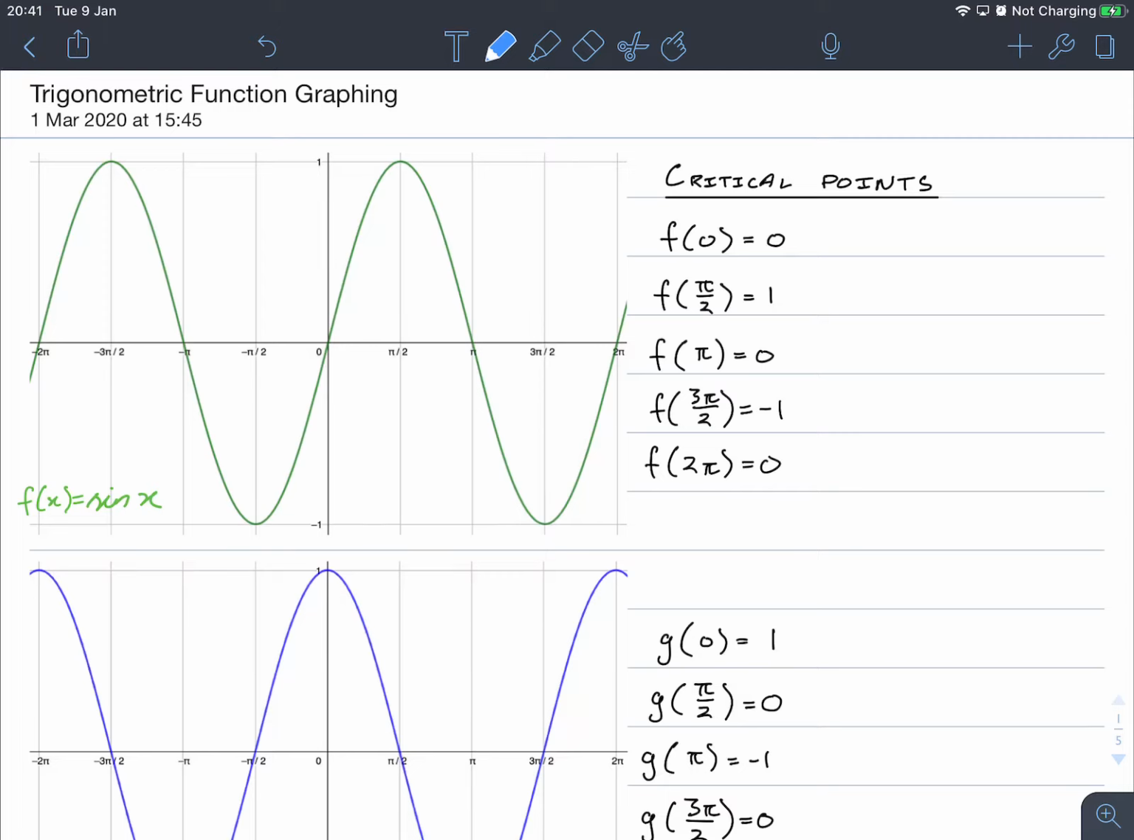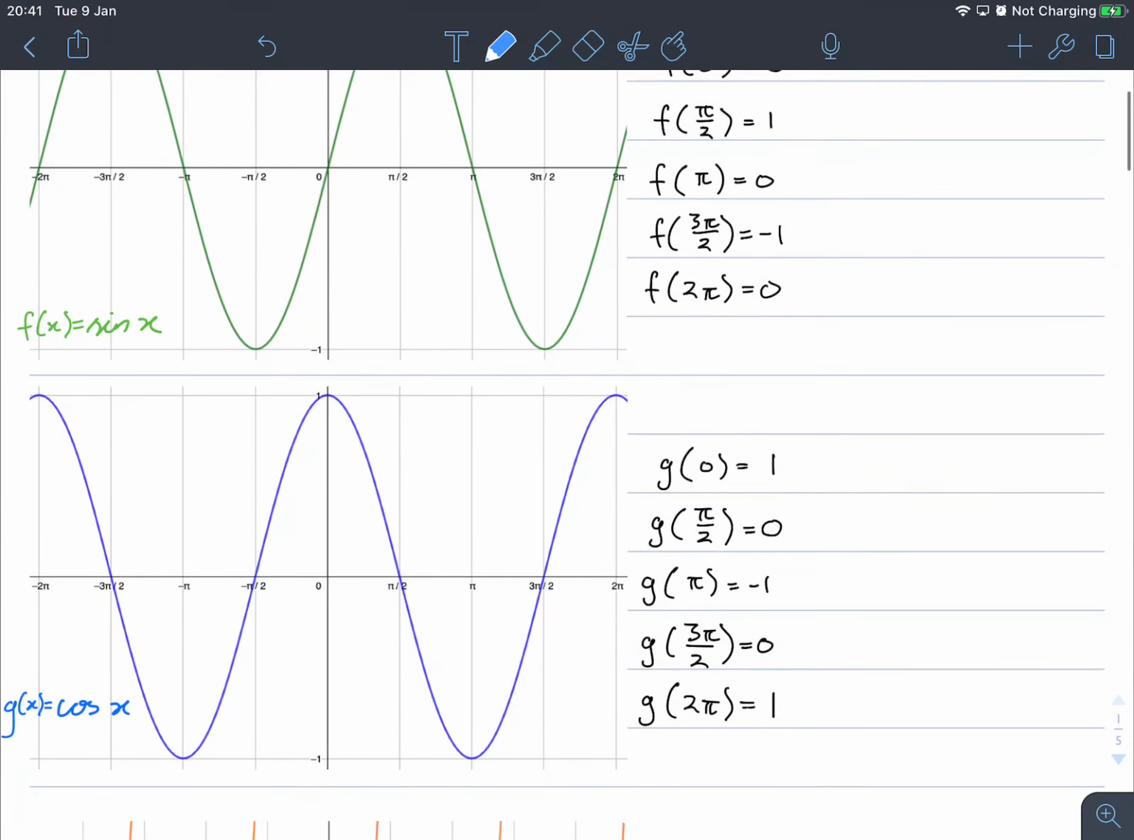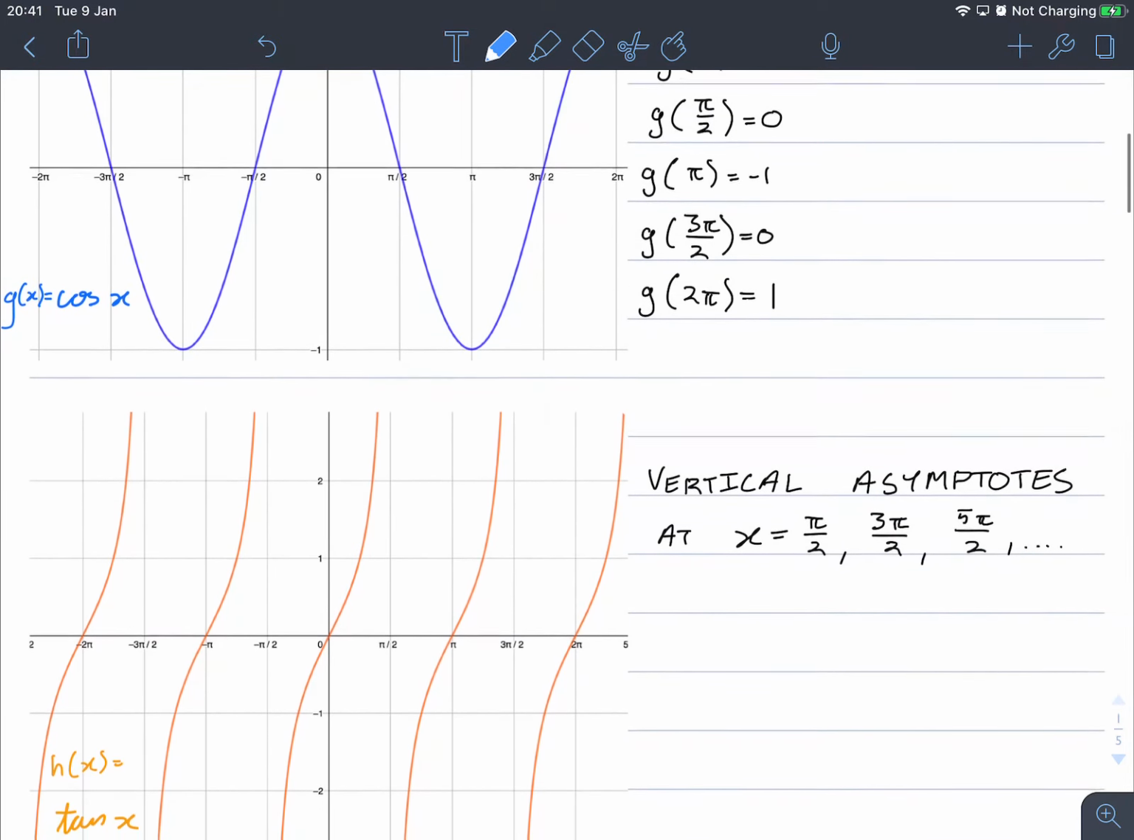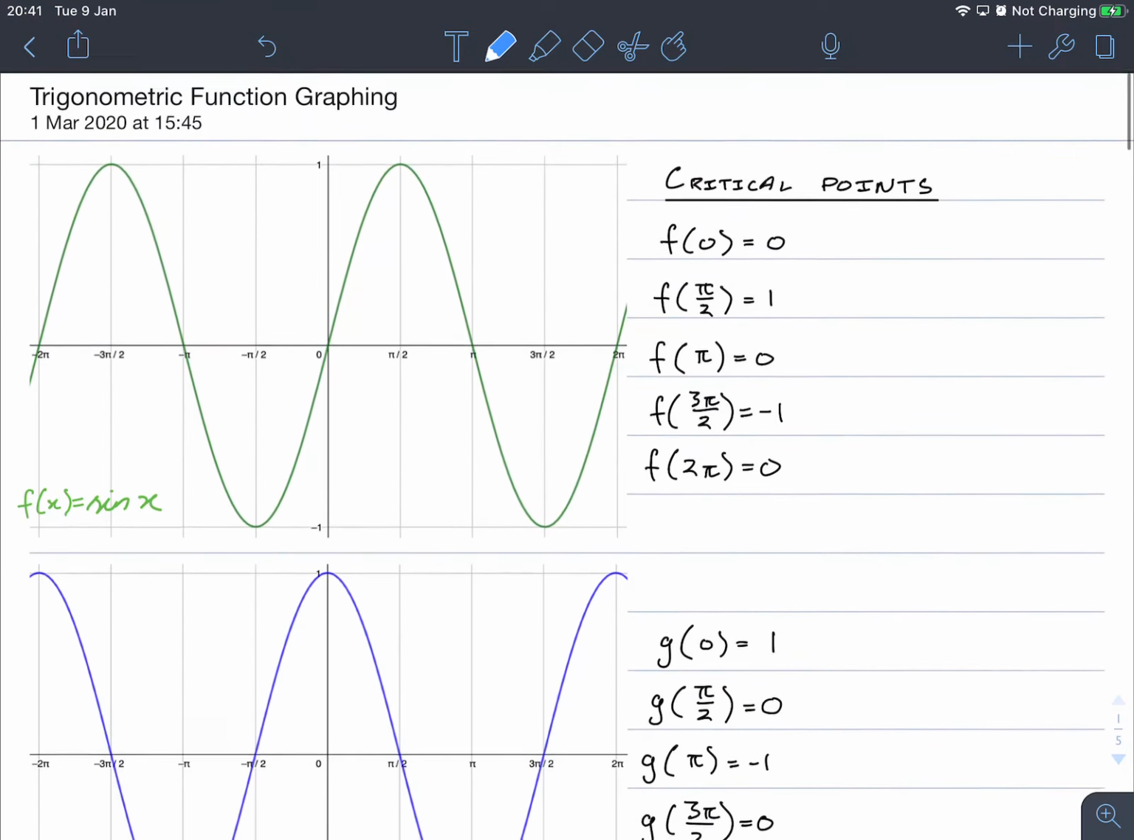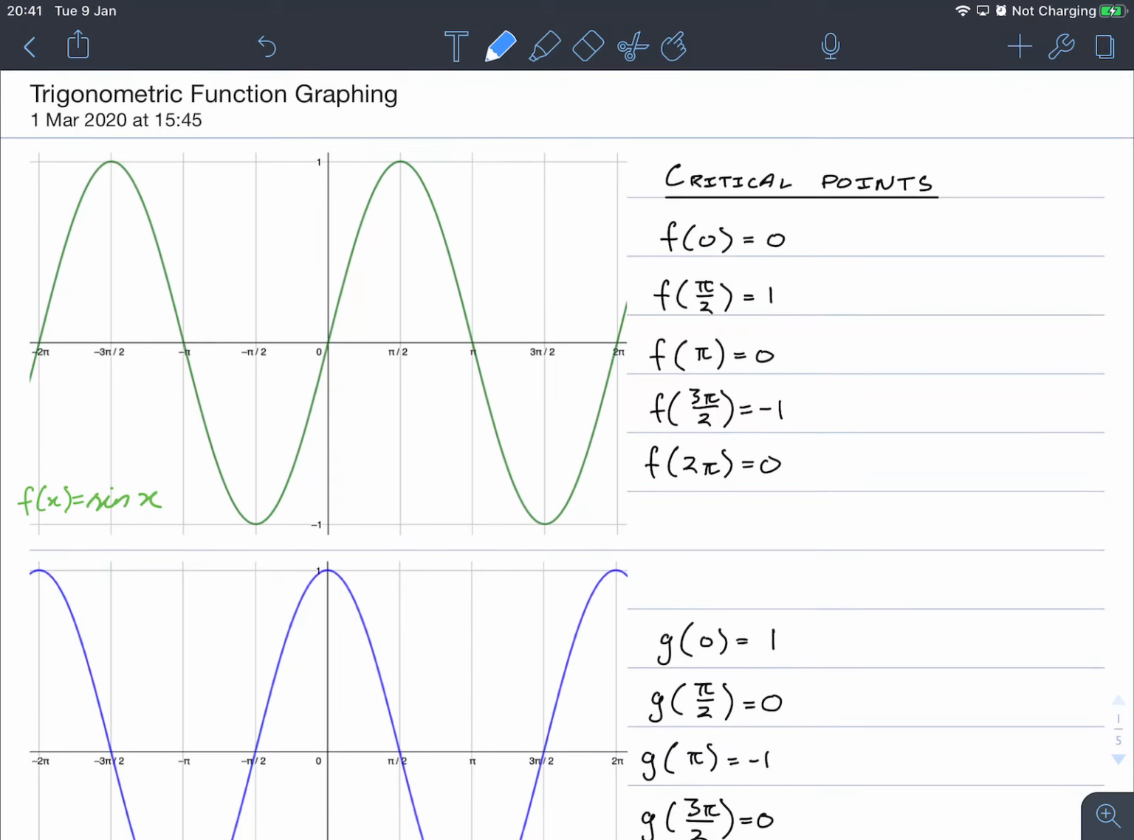Hello class, this is a video tutorial on trigonometric function graphing. To understand completely the idea behind trig graphing, we need to learn the three initial and very basic trig graphs. So here's our sine wave, our sine graph, and the critical points are as listed here.